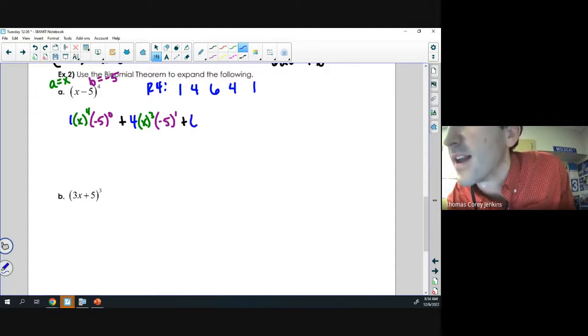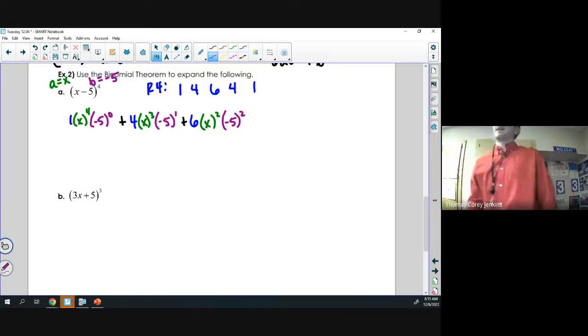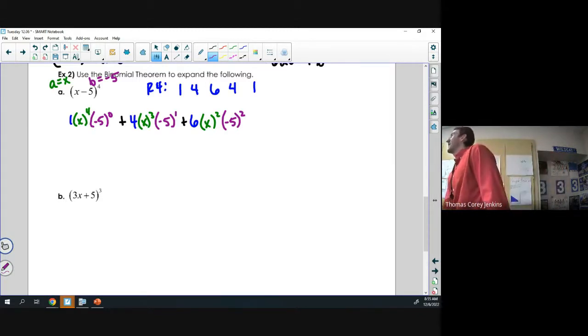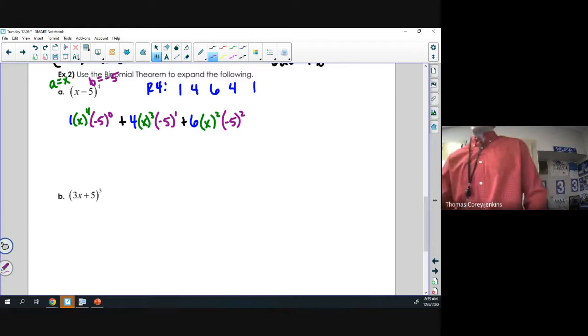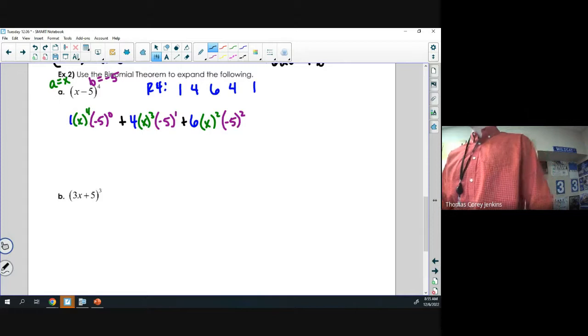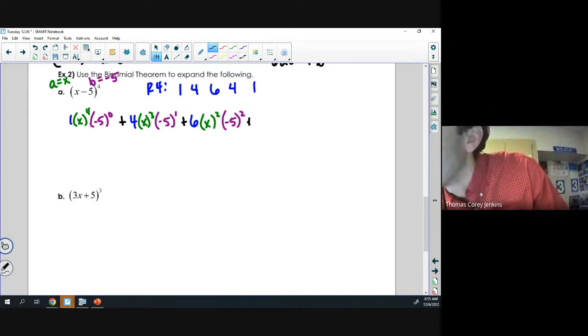Next term is going to be 6 times X to the 2nd times -5 to the 2nd. I'm going to pause there because I've written quite a bit. Does anybody have any questions or not seeing the patterns or anything? Then we'll worry about simplifying in a minute. Okay. So I'm going to write up the last two terms without talking through them, give you a chance to do that and then check, or you can just copy what I'm writing if you don't see it yet.